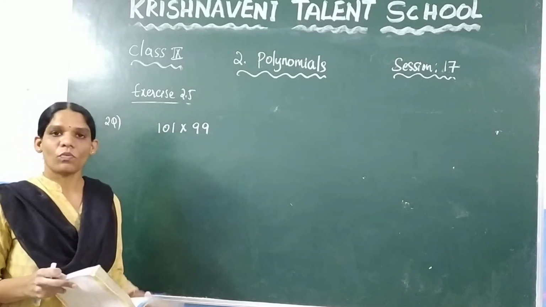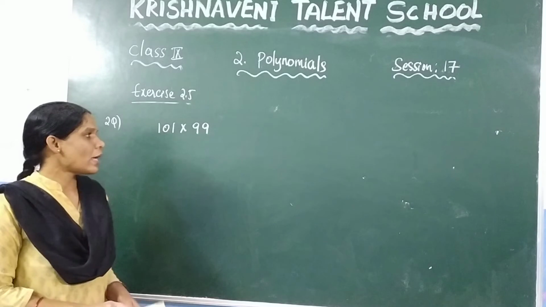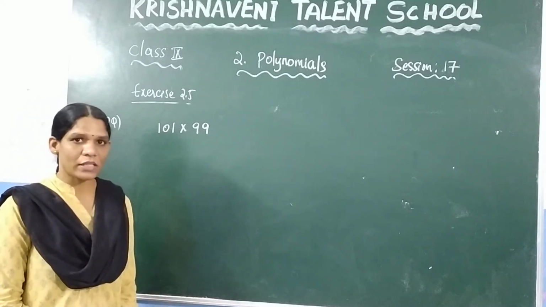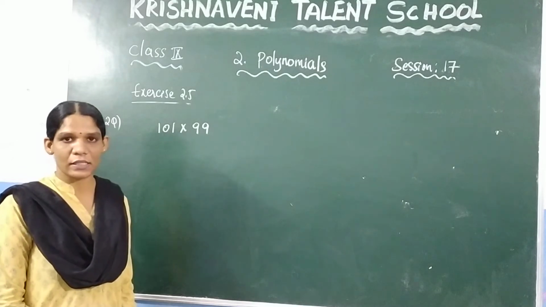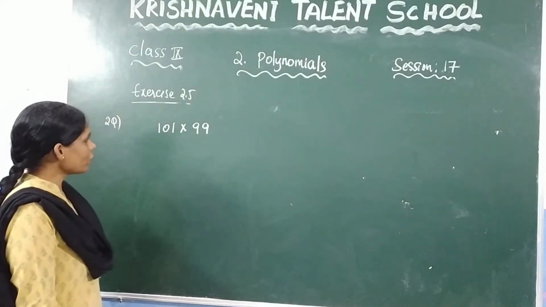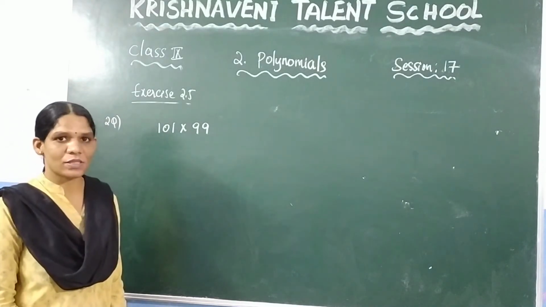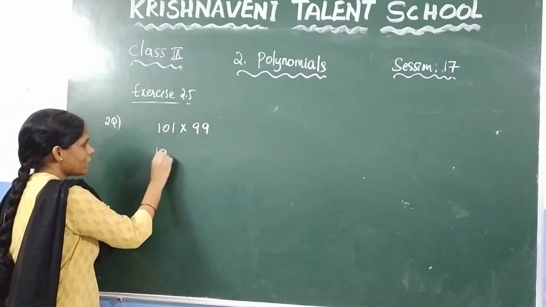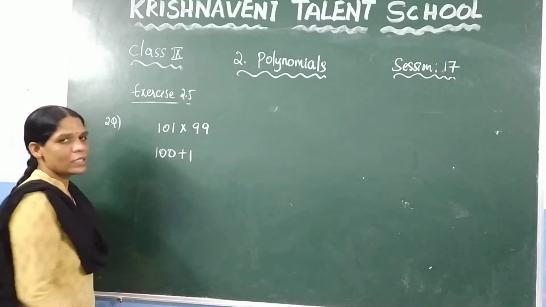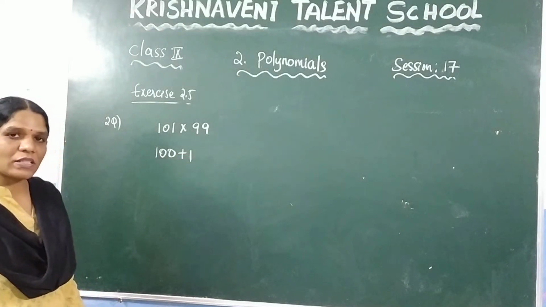How do you write? What are the identities you know? Among those identities you need to write one identity, so that you can apply that identity here. So here 101 into 99. How do you solve this one? Here clearly you can observe that this 101 you can write as 100 plus 1. Right? So you can write this one as 100 plus 1.